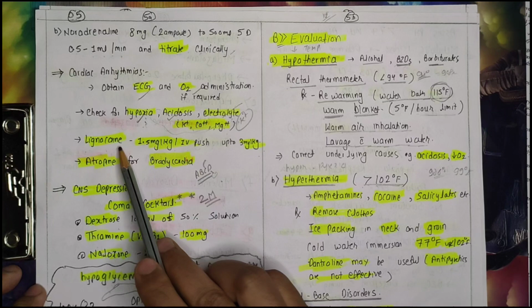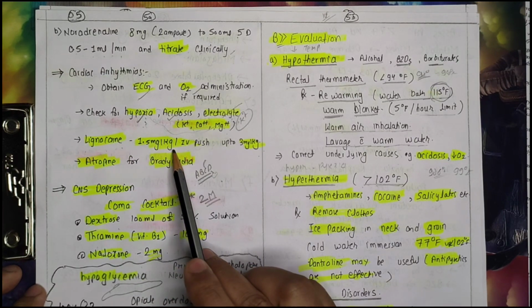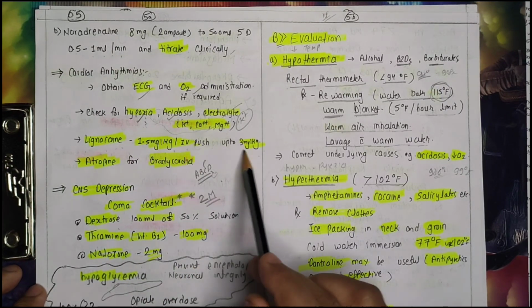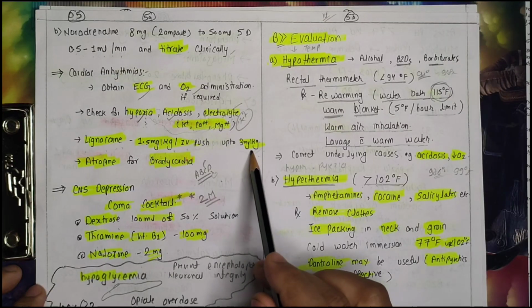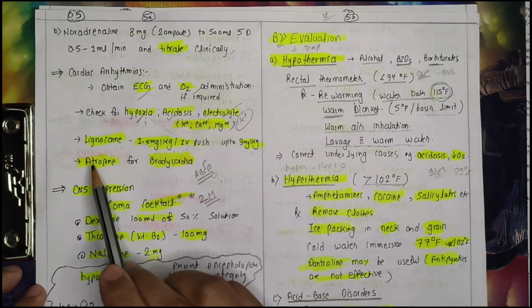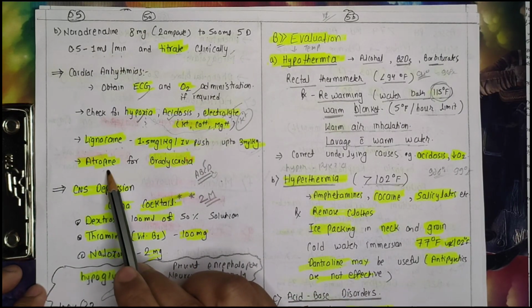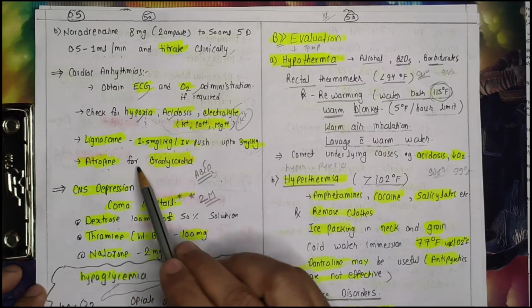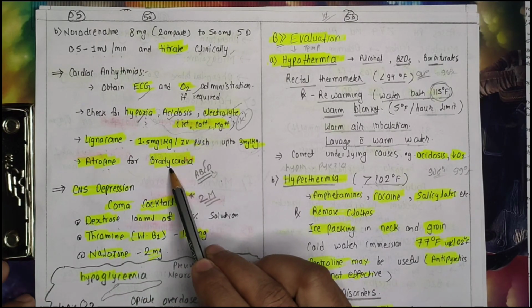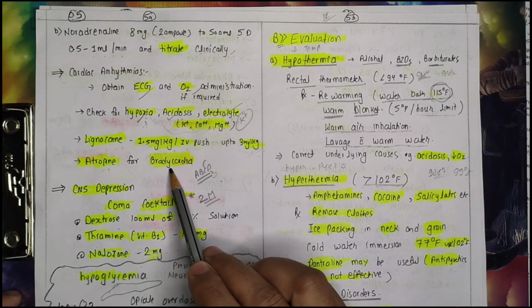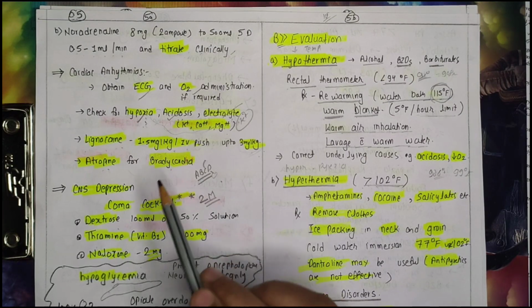In severe cases, we can go with lignocaine 1.5 mg per kg IV push. This dose can be increased to 3 mg per kg based on the requirement. Another compound we can use is atropine, an anticholinergic drug which will enhance the cardiac rate. So this is used to treat bradycardia.